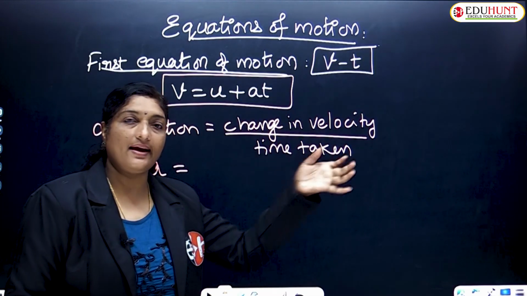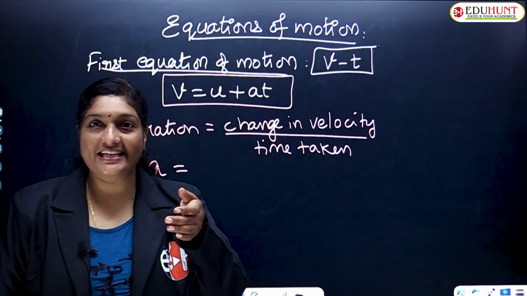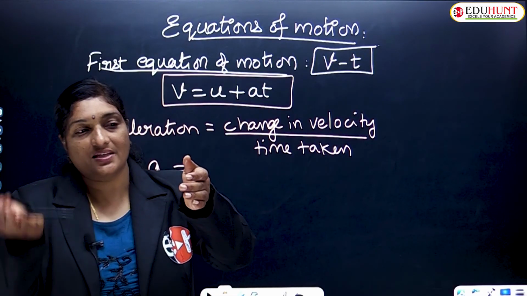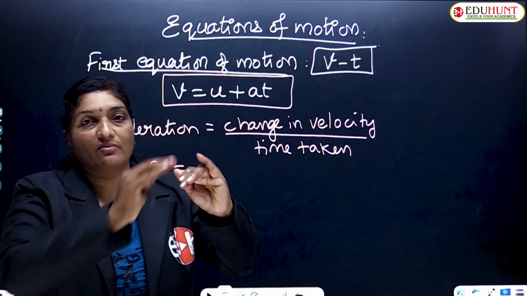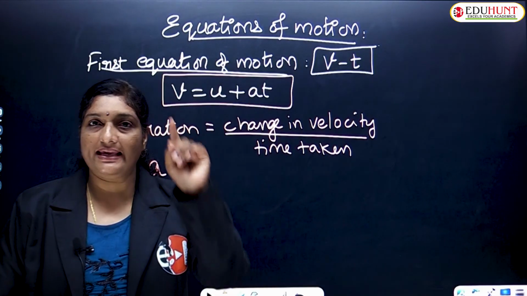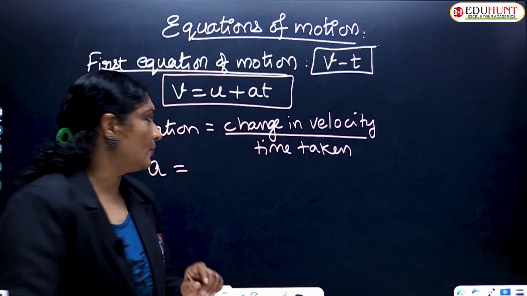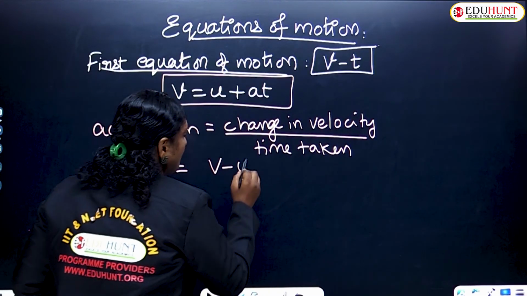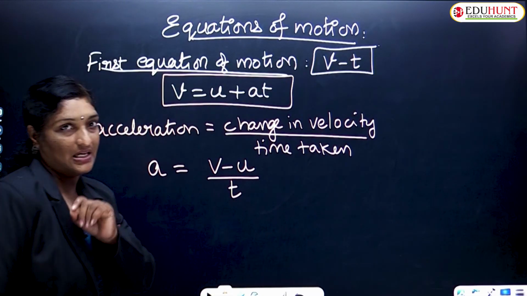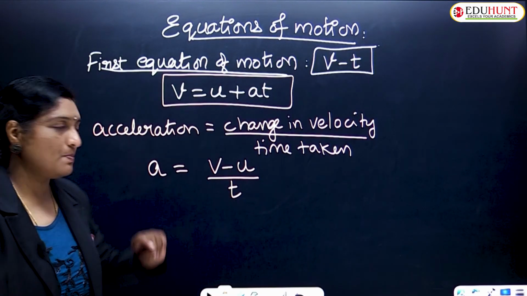Children, I told you that the body initially starts with velocity u. As the body is accelerating, velocity goes on increasing, and its final velocity be some v. u is the initial velocity, v the final velocity. What is the change in velocity? v minus u, and this change was brought in a time t. Hence, acceleration a is equal to v minus u by t.